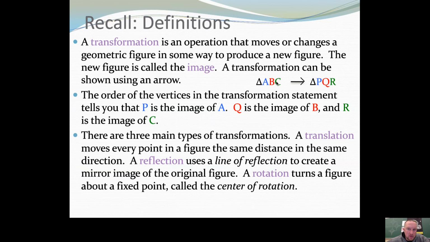Notice how I use colors here so you can see which parts correspond. The order of the vertices in the transformation statement tells you that P is the image of A, Q is the image of B, and R is the image of C. There are three main types of transformations. A translation moves every point in a figure the same distance in the same direction. A reflection uses a line of reflection to create a mirror image of the original figure. And a rotation turns a figure about a fixed point called the center of rotation.